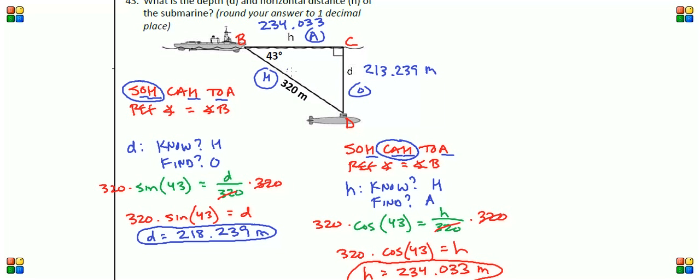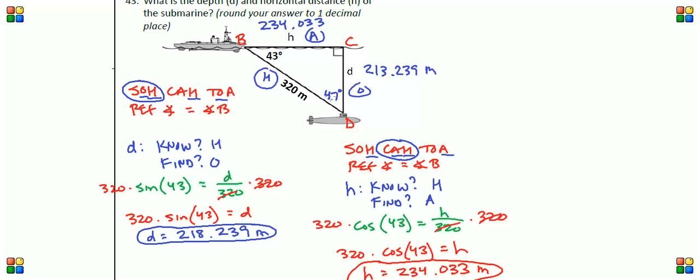And class, remember, the hypotenuse is always the longest side. In this case, it's the longest side between these three, so that makes sense. And then, which of these numbers should be bigger, letter D or letter H? We'll have to figure out the measure of angle D first, and that's easy. 90 minus 43 is 47 degrees.